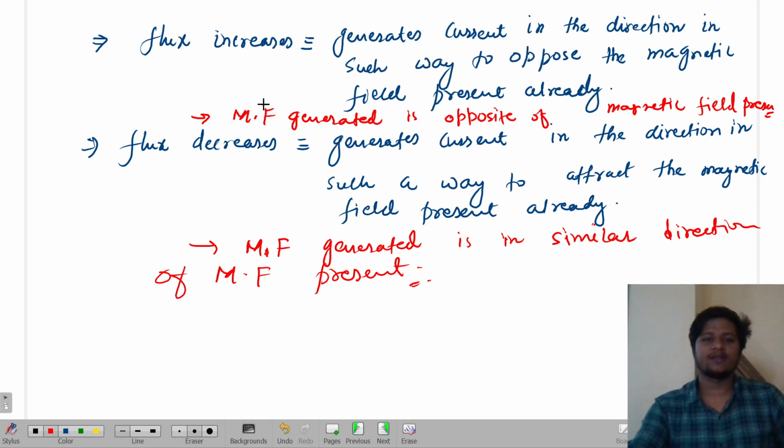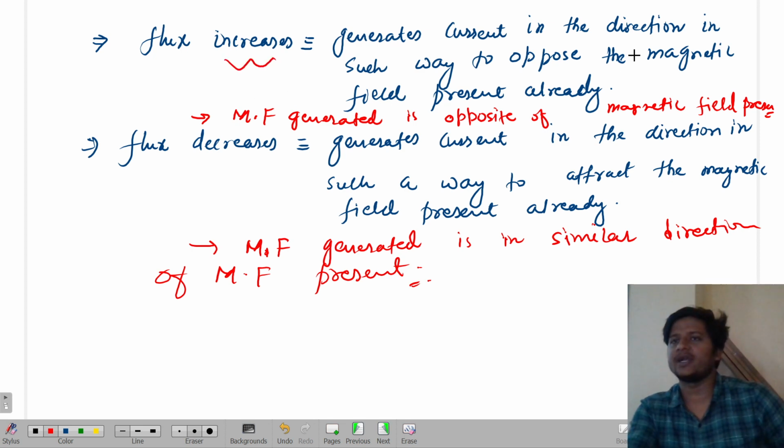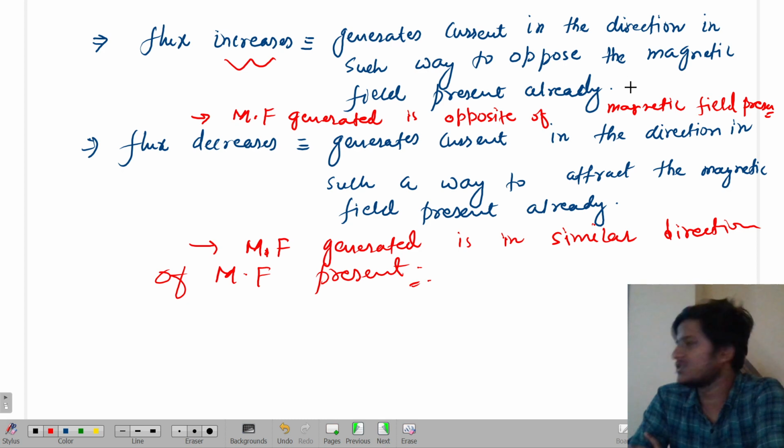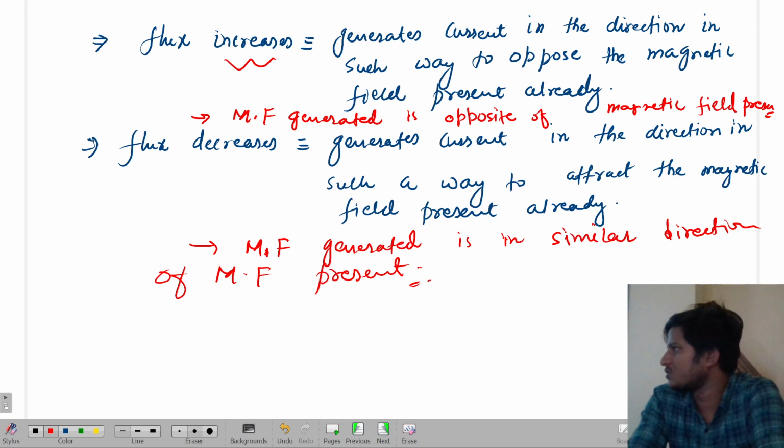So what it is saying is that if your flux is increasing, you have to generate the magnetic field so as to oppose the magnetic field which is present already. Right or not? That means magnetic field generated should always be opposite to the magnetic field present. If the flux decreases, what should happen? Actually, attraction should happen between the two magnetic fields, generated magnetic field and the present magnetic field. So actually, if the flux decreases, you should generate the magnetic field in the similar direction of the present magnetic field. Got it or not? Yes or no?